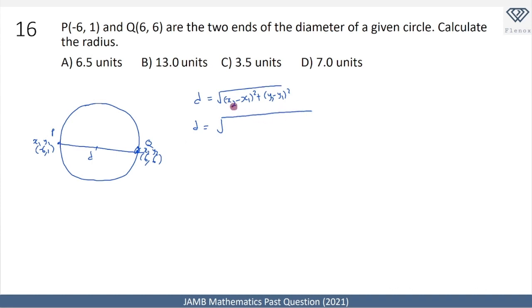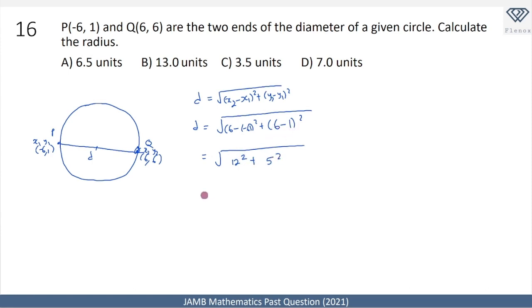the square root of, what is x2? x2 is 6 minus, and what is my x1? Minus 6, squared, plus, what is y2? y2 is 6, and y1 is 1, squared. So that will be equal to the square root of, minus times minus is plus, so 6 plus 6 is 12, 12 squared plus 6 minus 1 is 5, 5 squared.